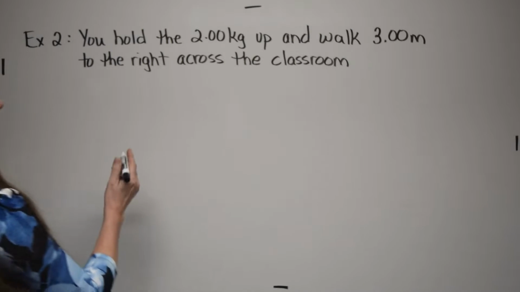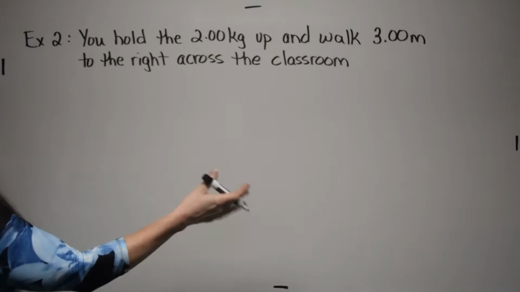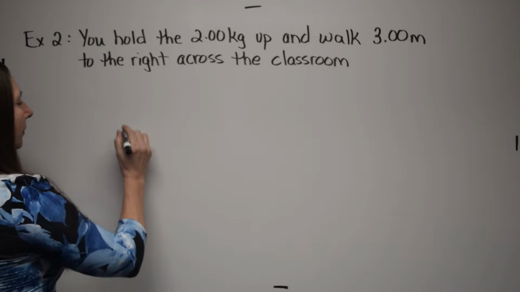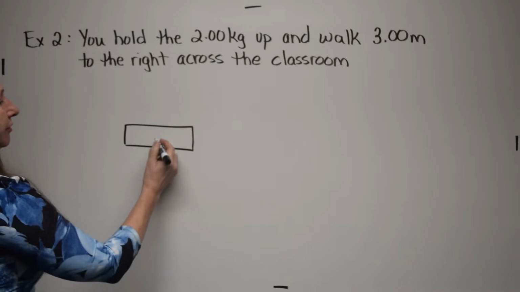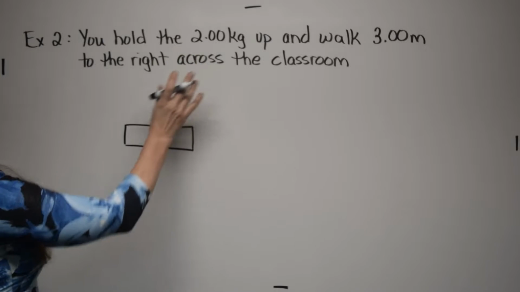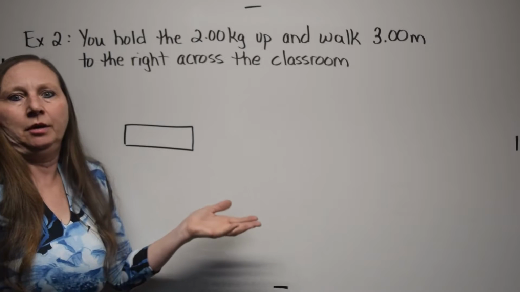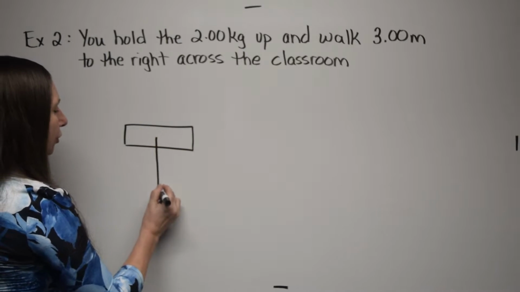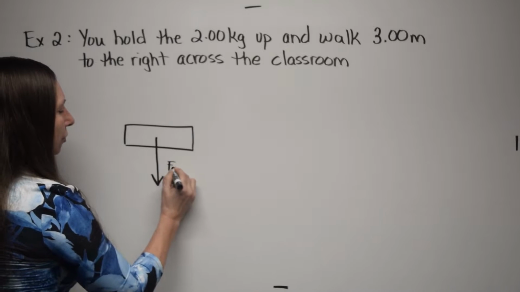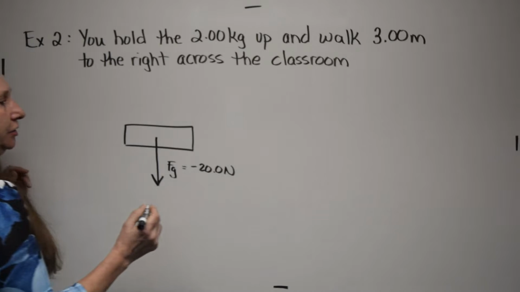Let's quickly reestablish everything. This example 2 builds upon example 1. So here's the book. The mass is 2 kilograms. The shortcut to change mass to weight is to multiply by 10. So 2 kilograms becomes 20 newtons. The weight is down, so we'll say negative 20 newtons.